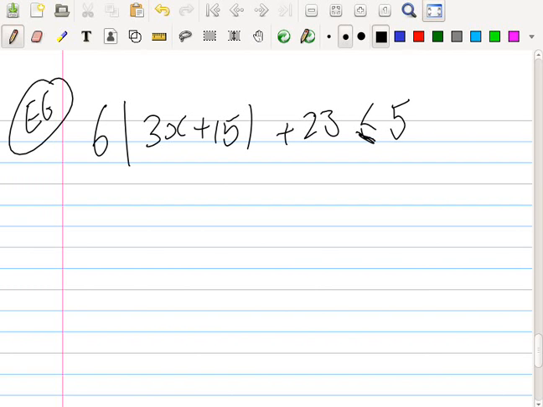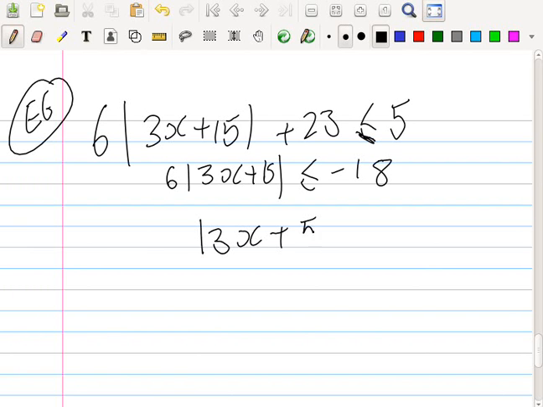Well, just like before, the inequality doesn't change anything to start with. So you take the 23 over. So what's that? Minus 18. And you got your 6 still there. And then you divide by 6. And since 6 is positive, it doesn't change this inequality. And you got minus 3.